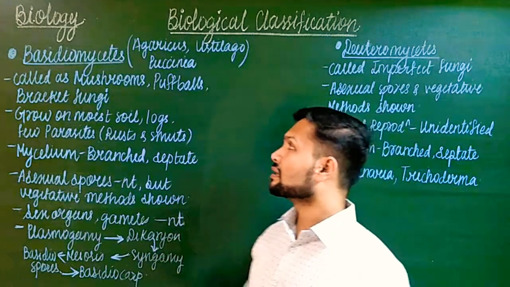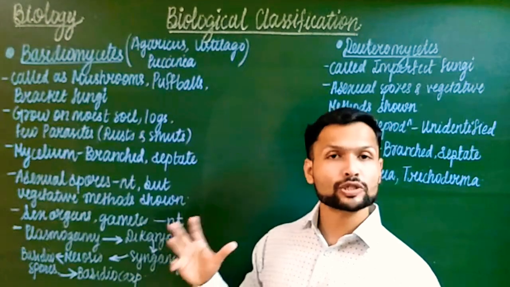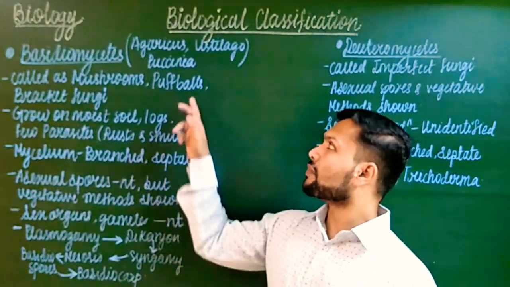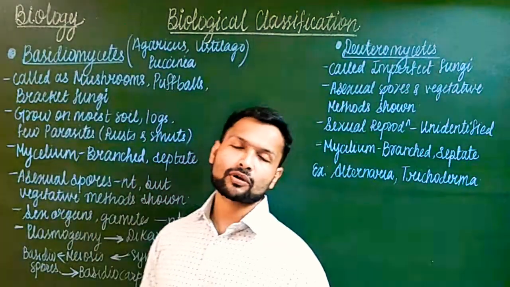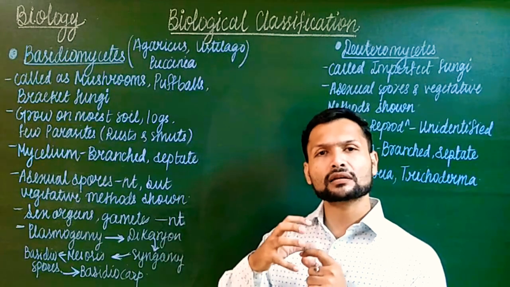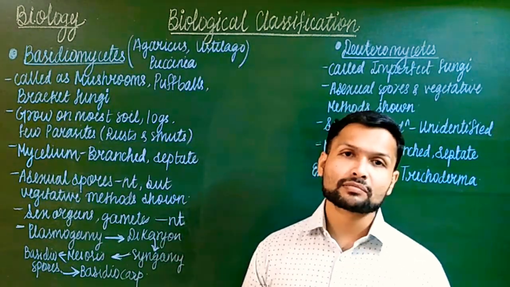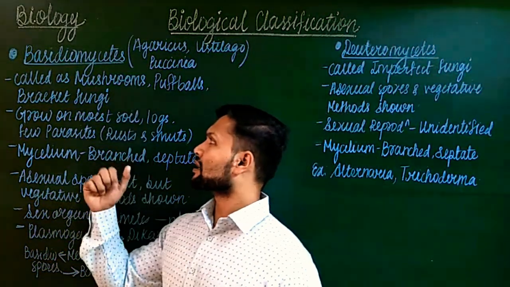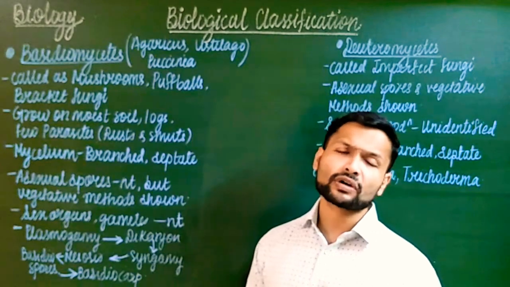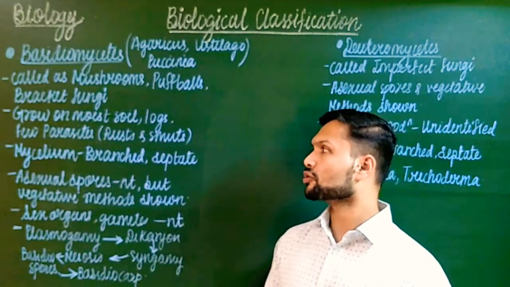This is called the class of mushrooms because all mushrooms are included in Basidiomycetes. You can also call them puff balls, or bracket fungi. Mushrooms are quite swollen, fluffy bodies, so we call them puff balls. The habitat is not a big issue, because we know fungi love moist, damp, hot and humid places for their growth.